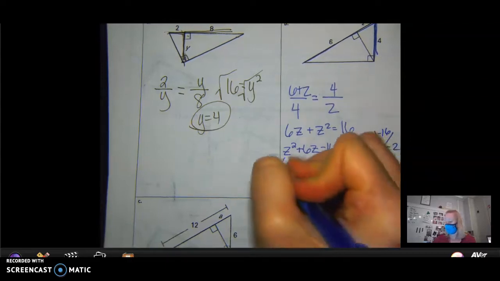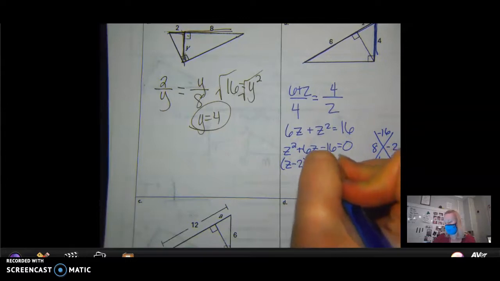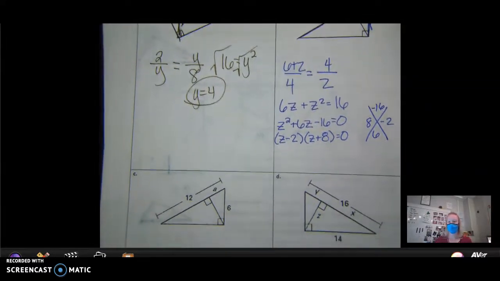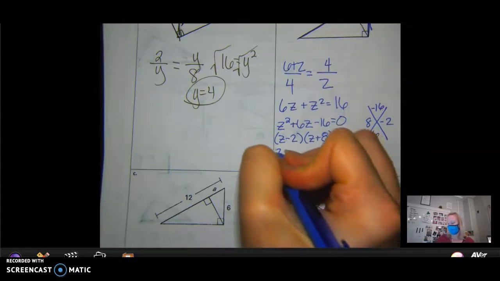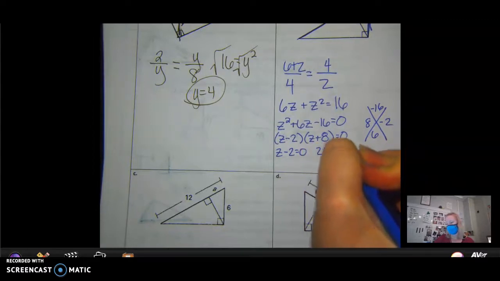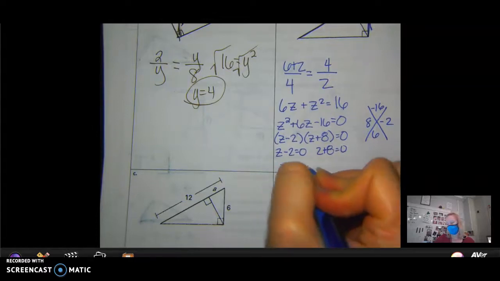Okay, so this factors into z minus 2 and z plus 8 equals 0. But that doesn't give me my solutions yet. How do I find my solutions? There we go. Z minus 2 equals 0. Z plus 8 equals 0. So what would z equal here? Or here?